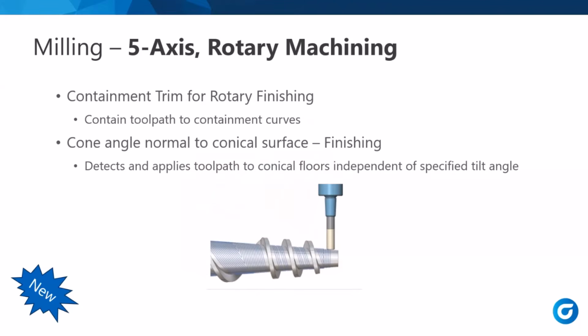For rotary, we have some containment trimming now. You can use containment curves like you can use in other parts of the software. And we can now have a separate cone angle and tool angle, which before were kind of together. So this gives you more flexibility, for instance, like in this picture of cutting with the front of the tool instead of it being normal to the floor.